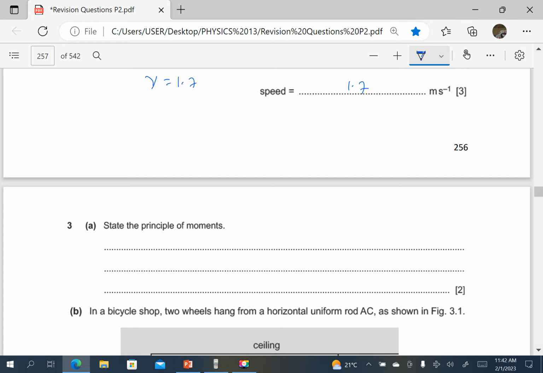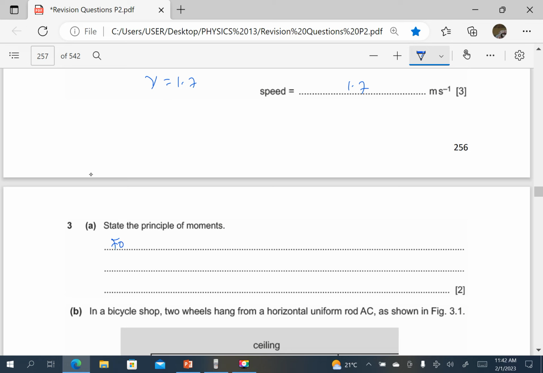State the principle of moments. We know that for a body in equilibrium, the sum of clockwise moments about a given point is equal to the sum of anticlockwise moments about the same point. That is the principle of moments.